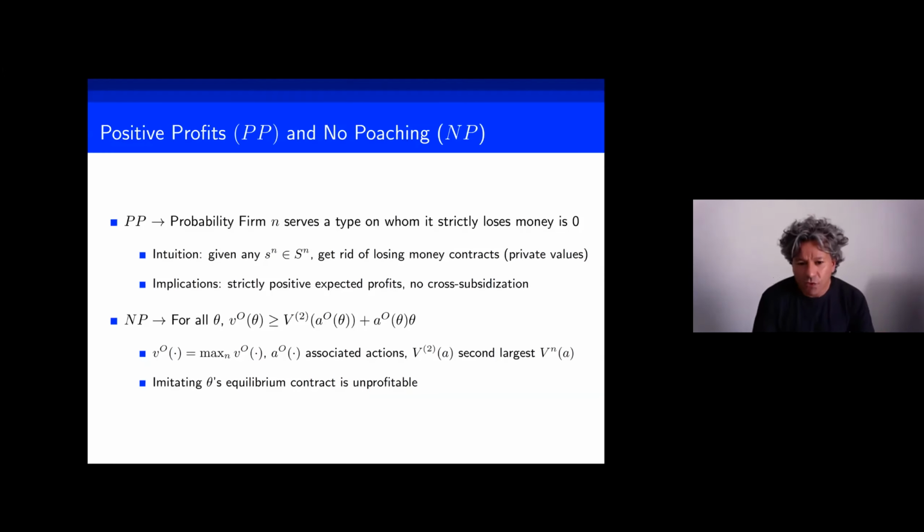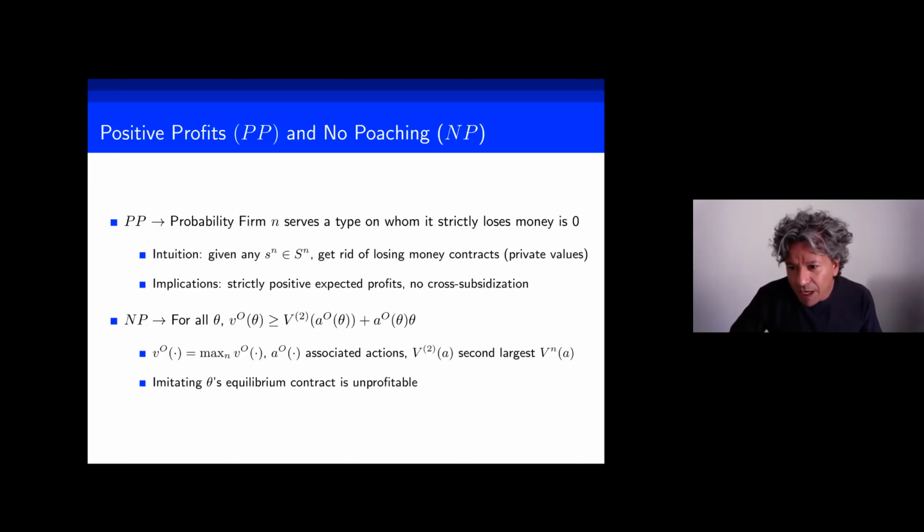The first two are quite natural, and actually the first one doesn't depend on being in equilibrium. Basically, there will be positive profits for each firm, in the sense that the probability that a firm will serve a type on whom that firm strictly loses money is zero. And the intuition is pretty simple. If you give me any incentive compatible menu, pick the contracts that are giving you strict losses, get rid of them, and whatever remains still will satisfy the constraints of the problem and will give you positive profits in the weak sense.